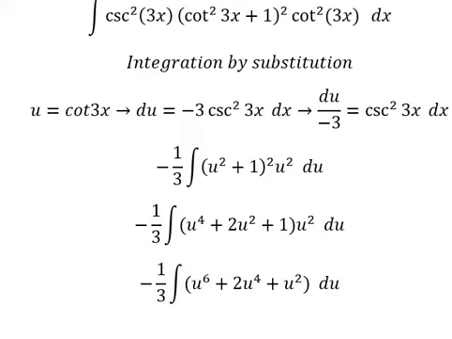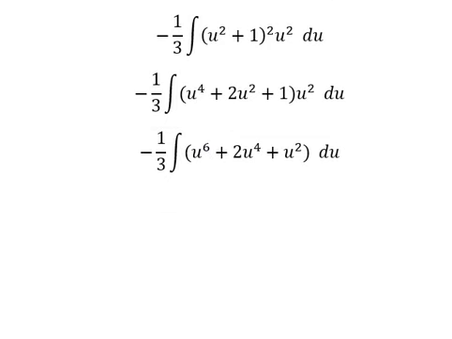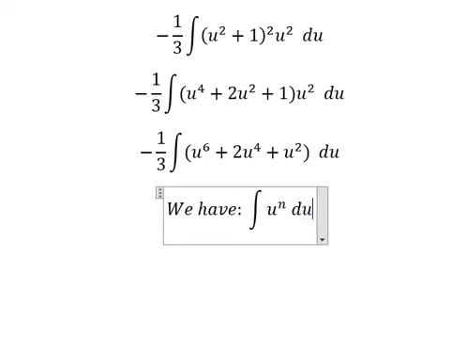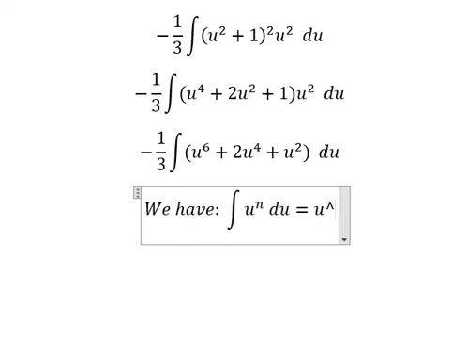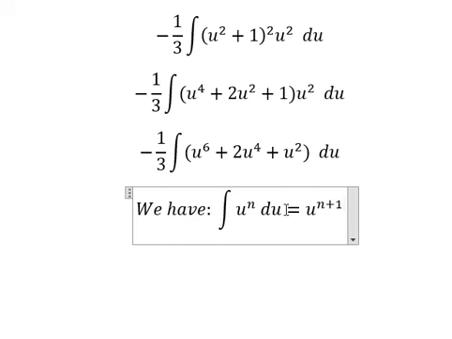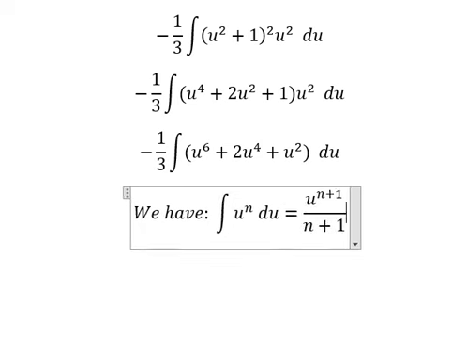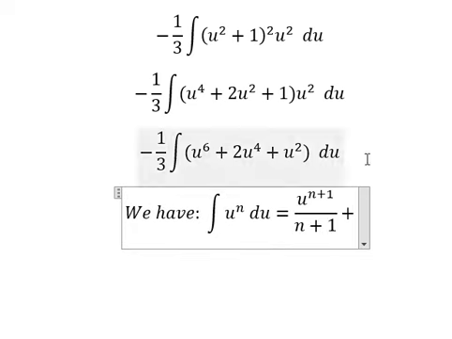Now we have the formula in here. The integration of u to the power of n du, we have u to the power of n plus 1 over n plus 1, and then I will put c.